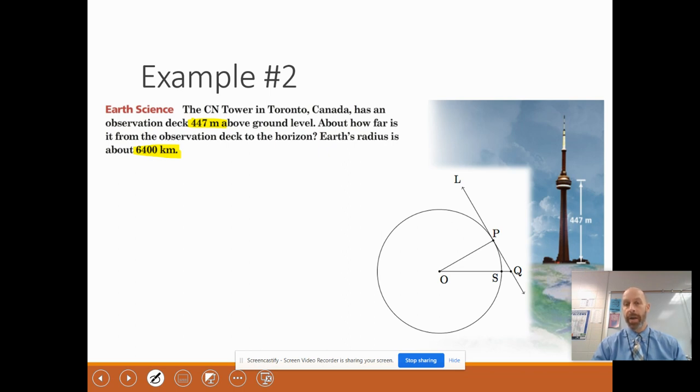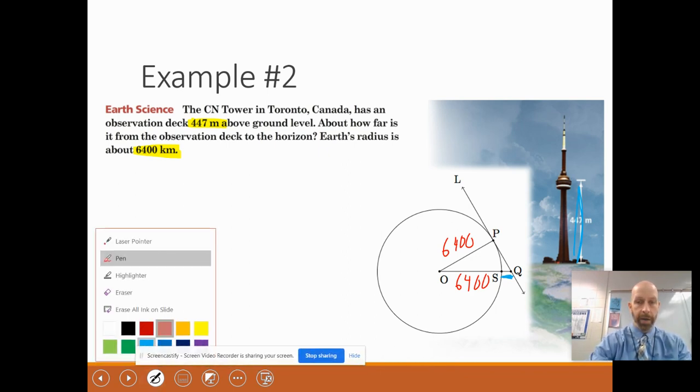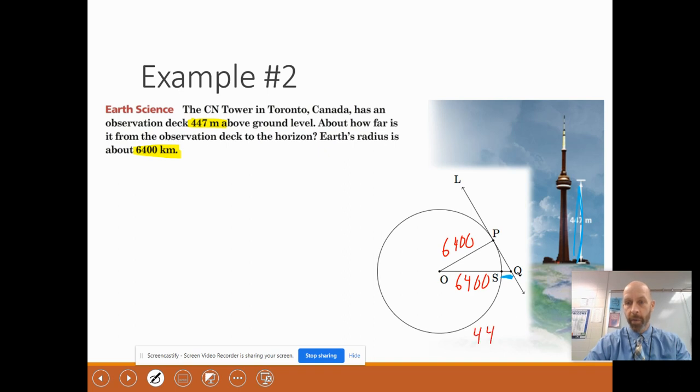Okay, so what I've done is I've got this circle here that's going to represent the Earth. We know that the radius is 6,400 kilometers, because it tells us that. So this has to be 6,400 kilometers as well. Now notice that this distance right here, this S to Q, I'm going to let that be this distance here. So that's that. In fact, let me do this in a different color. Let's do that in red. That's going to be 447 meters.